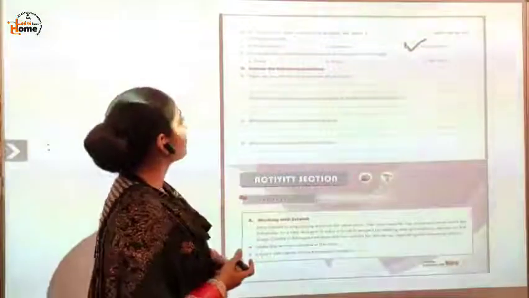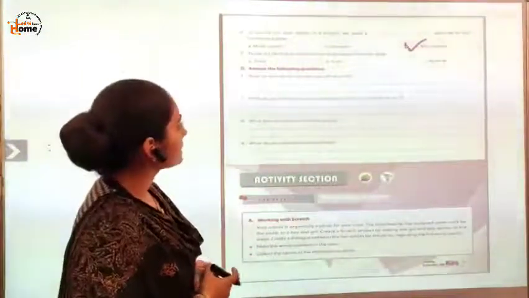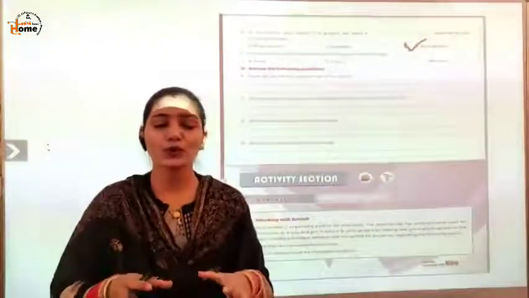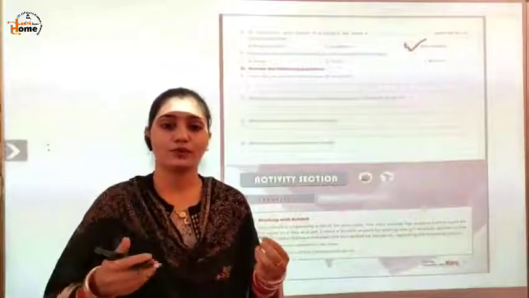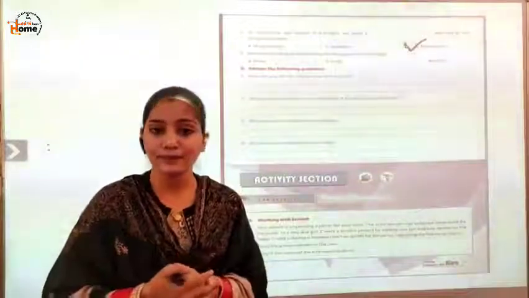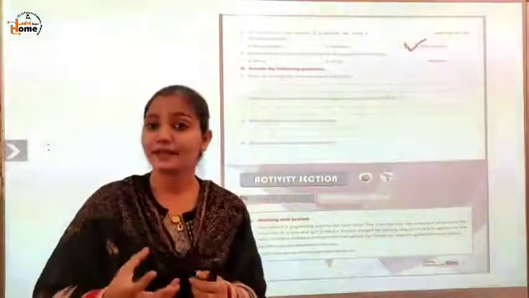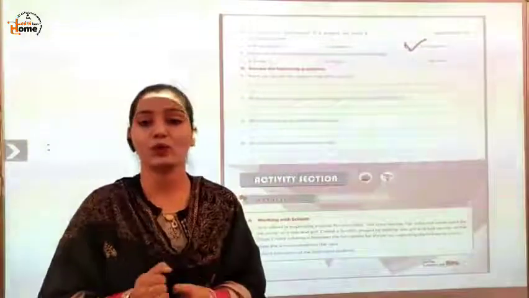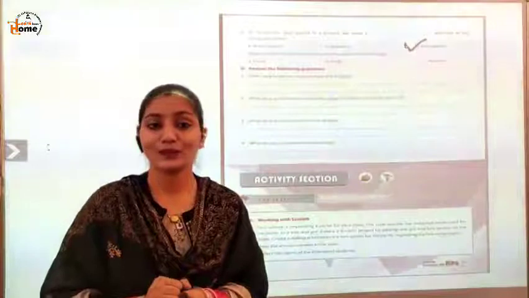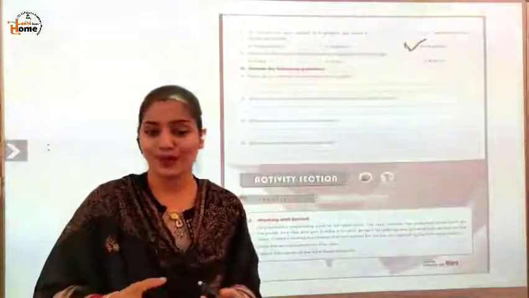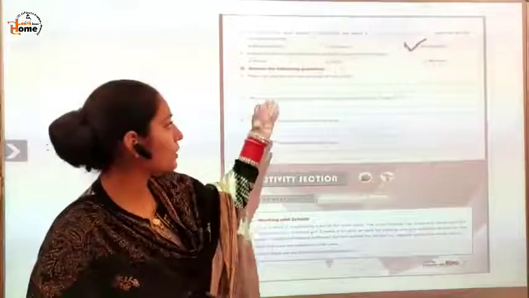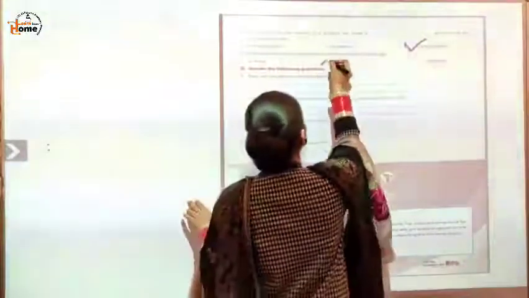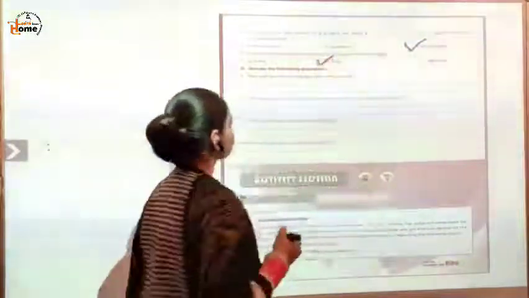Next, name the block that makes the sprite disappear from the stage. Which block can you use to make the sprite disappear? You use the hide block, right? And if you again want to show your sprite, which block will you use? You will use the show block, okay? So which block is used to hide the sprite? Hide block. Option B, hide block.